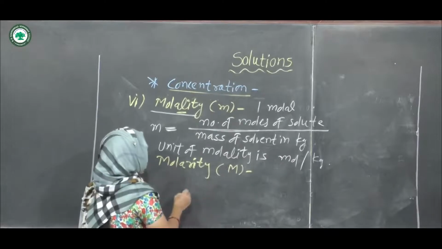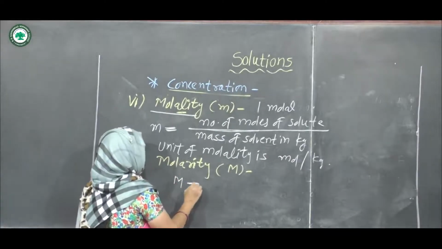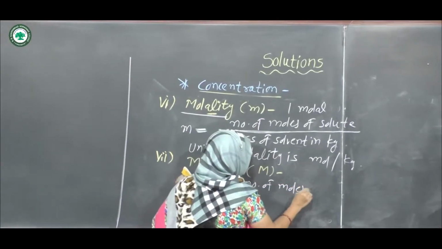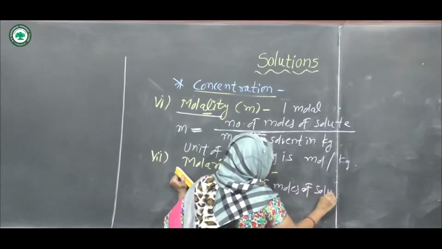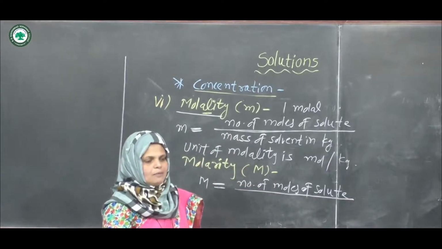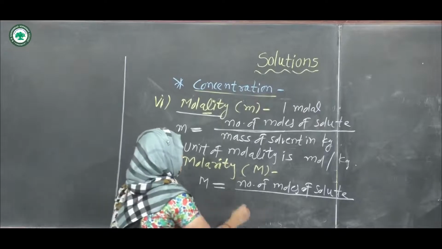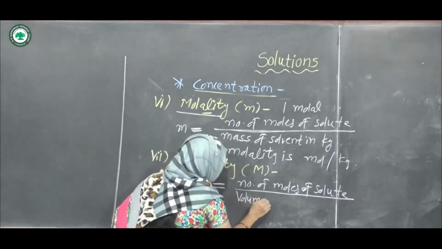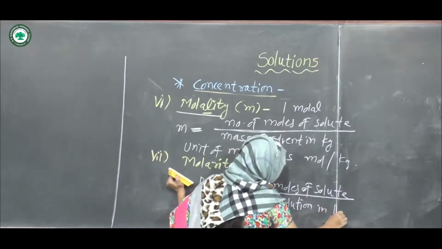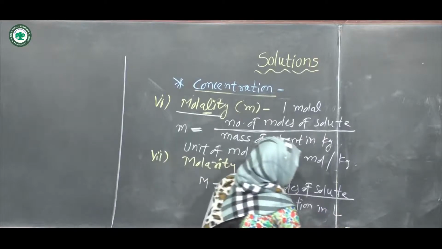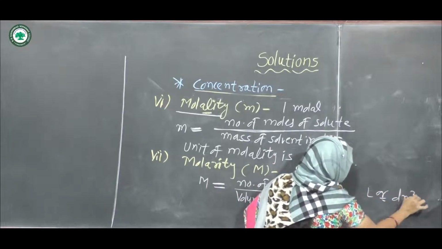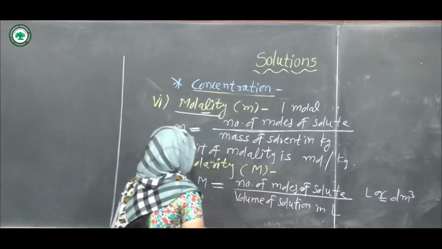What is the formula of molarity? Molarity, denoted by capital M, is the number of moles of solute dissolved in 1 liter of solution, that is, the volume of solution in liter, or in decimeter cube.